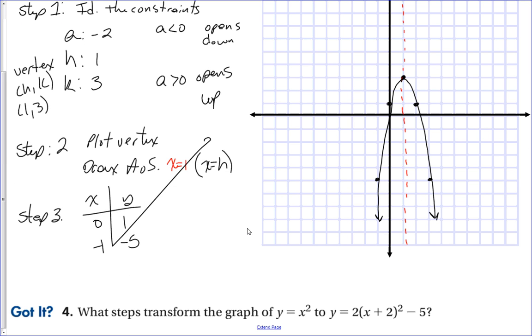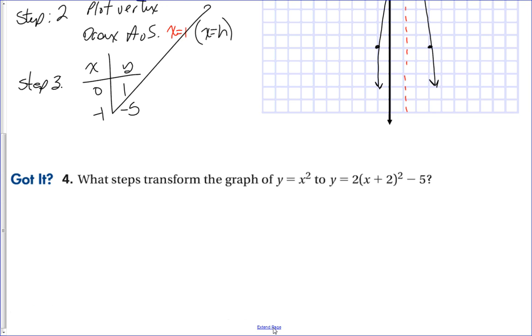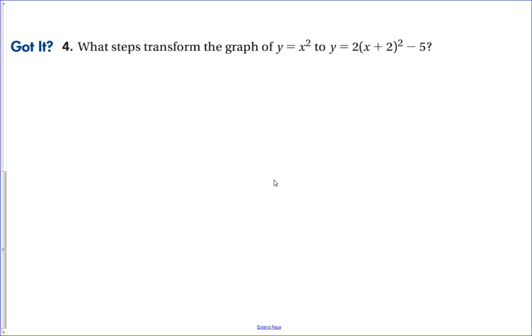So I got one I want you to try. It says, what steps transform the graph from y equals x squared to y equals 2(x plus 2) squared minus 5? Go ahead and figure that out. All right, so what transforms it?